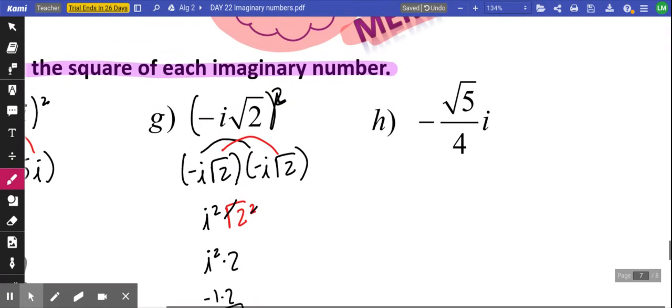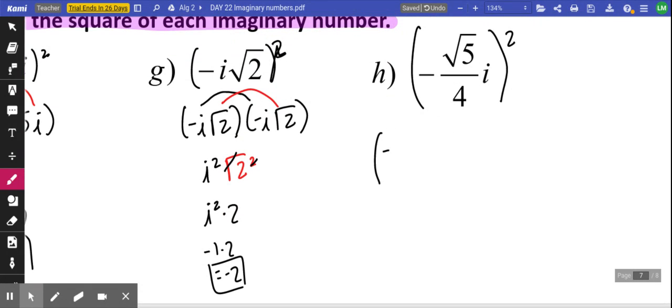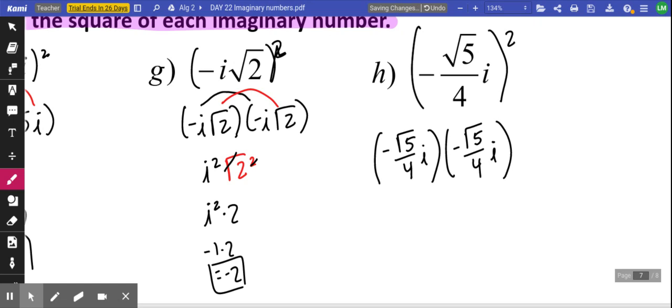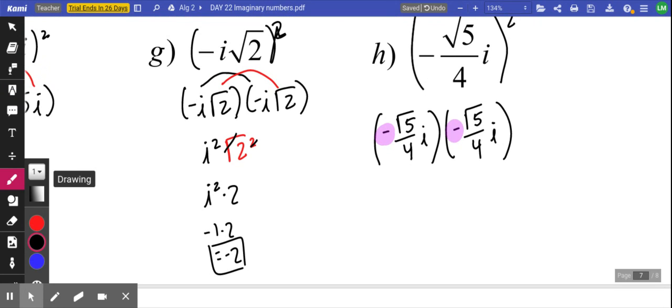All right, one more here. We're going to square this guy. So I'm going to write it -√5 over 4i times -√5 over 4i. All right, the first thing you should notice for this, when we multiply two negatives together, right, we have a negative here and a negative here. These are going to become positive, okay? So I have positive. Now on top here, I have square root of 5 times square root of 5, which is just square root of 25. On the bottom, I have 4 times 4, which is just 16.